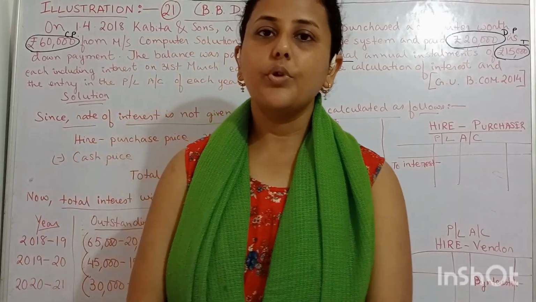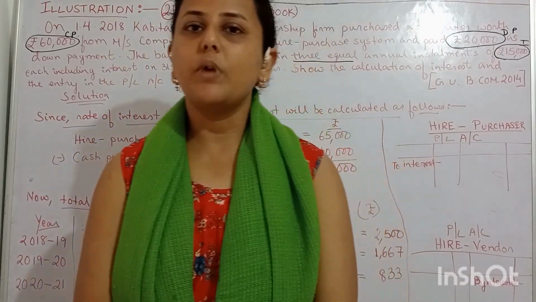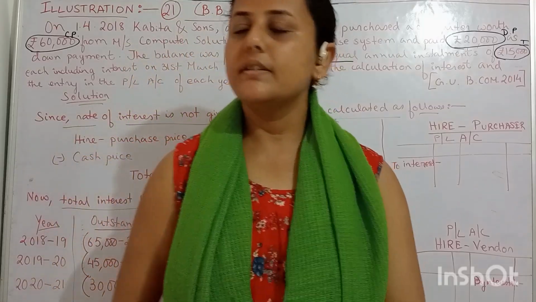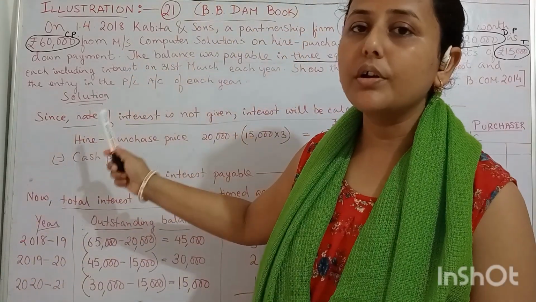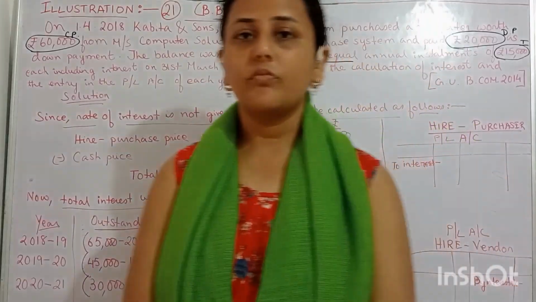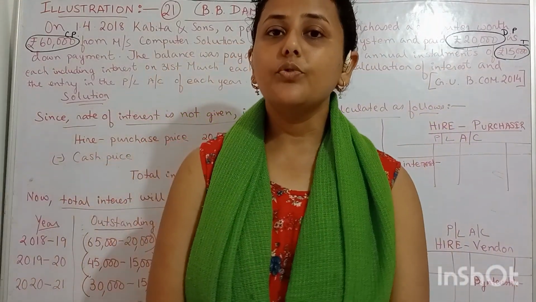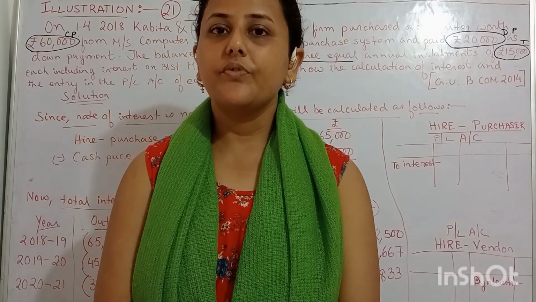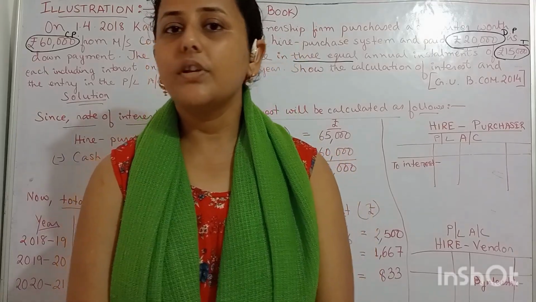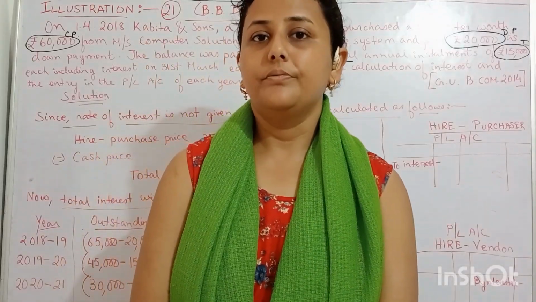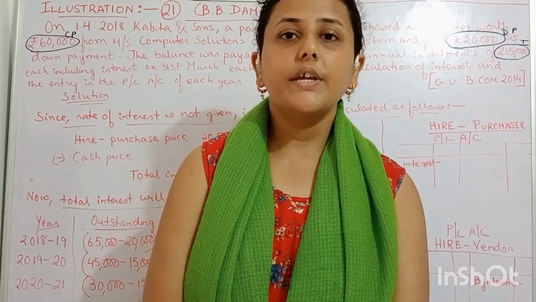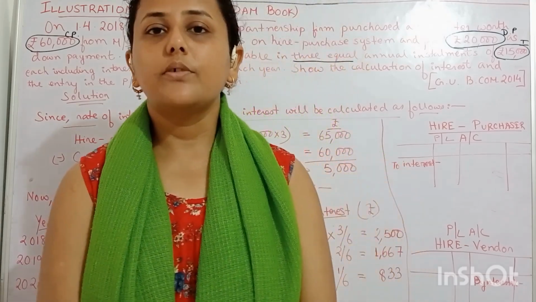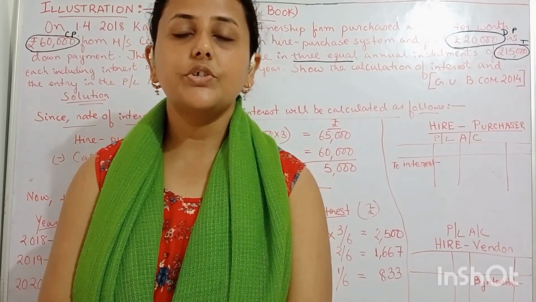Today I am going to do an illustration from the hire purchase system in the financial accounting paper. It is illustration number 21 from B.B. Dam's book. In every question we have done previously, the rate of interest was given in the question. But here the rate of interest is not given. You see how to calculate the amount of interest each year.